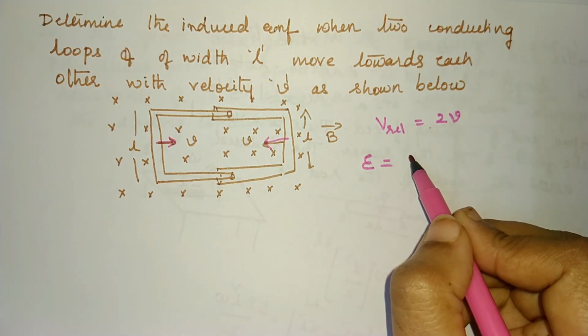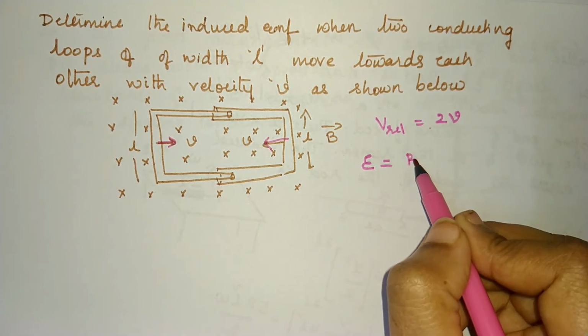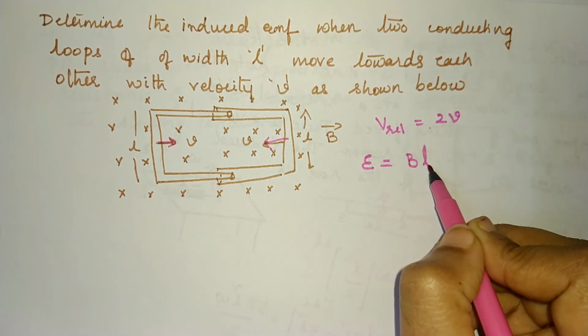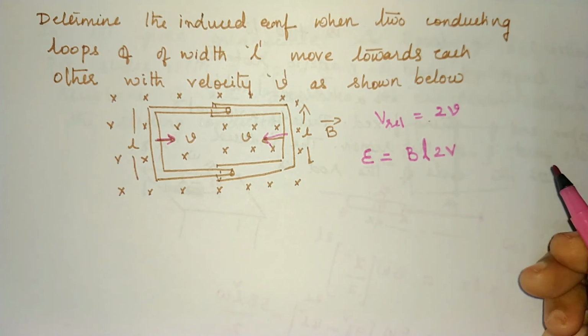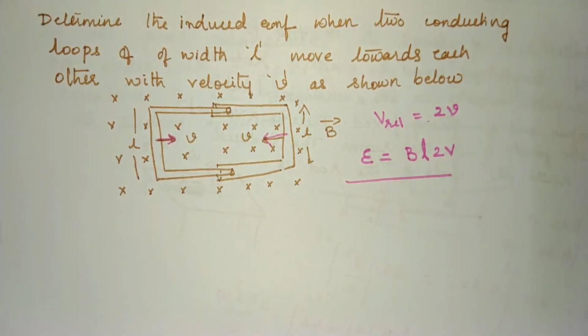So what should be the induced EMF across the length of the rods? We know induced EMF is B into L into V. Magnetic field is B. Length or width of this rod is L. Relative velocity, I'll write it as 2v. So this gives you the induced EMF.